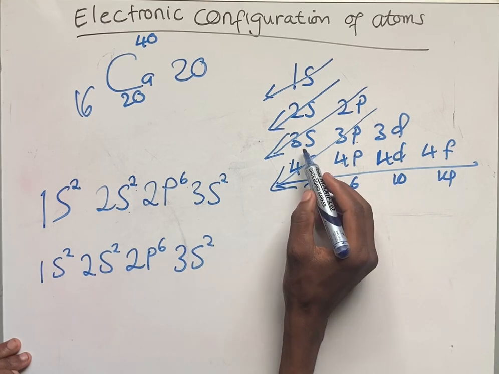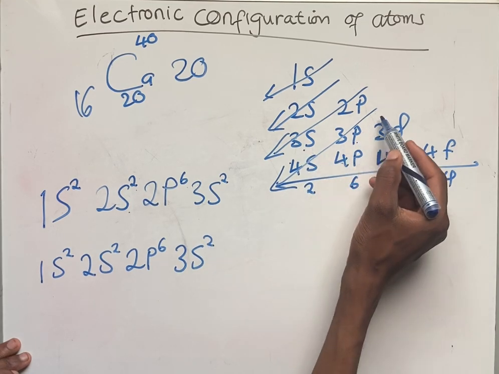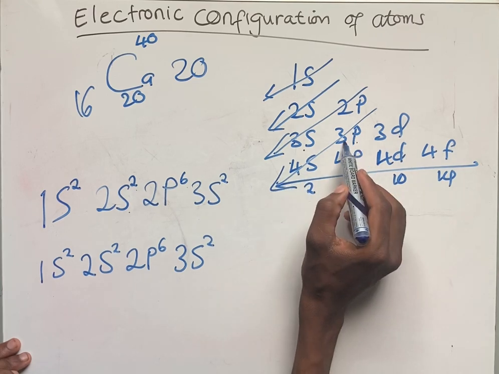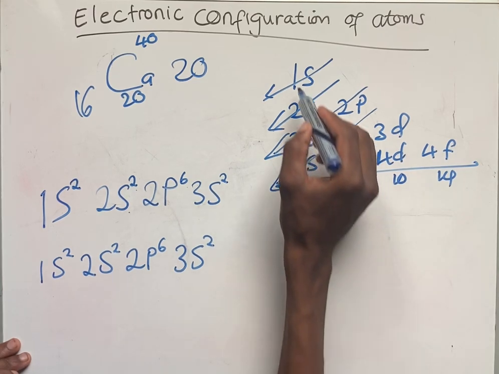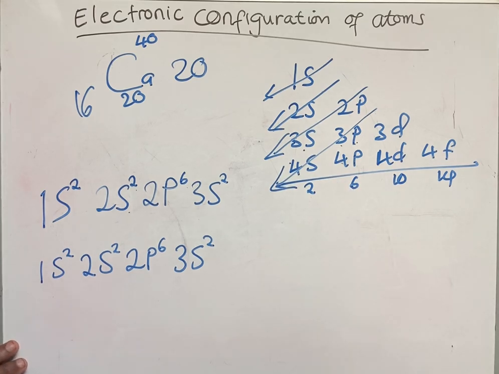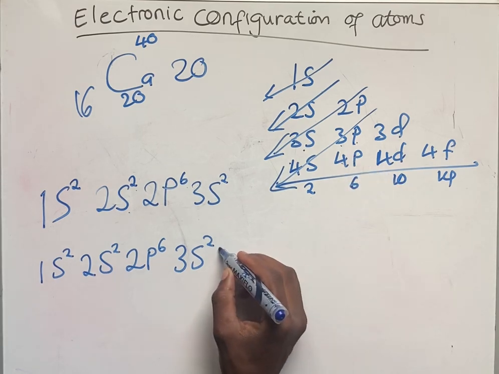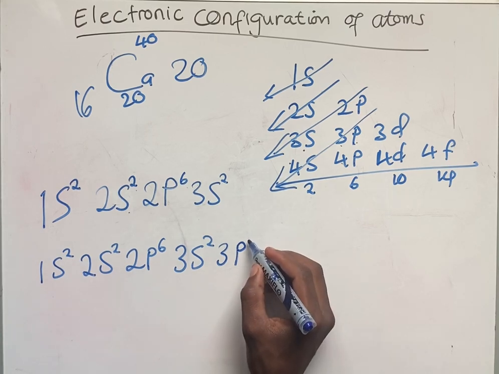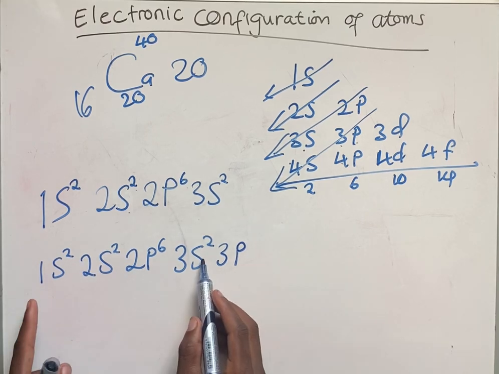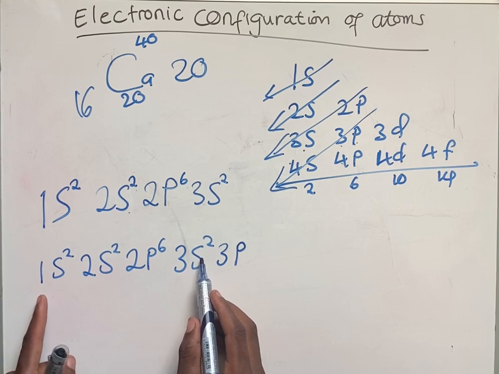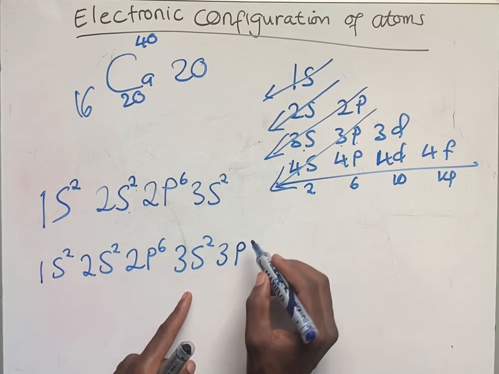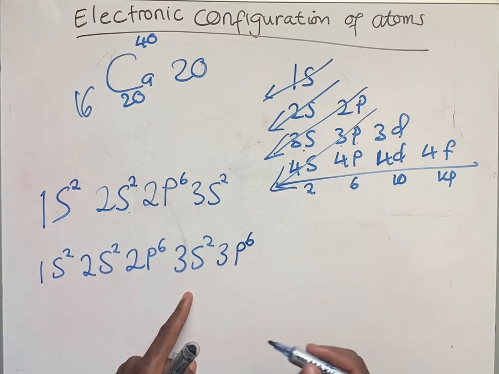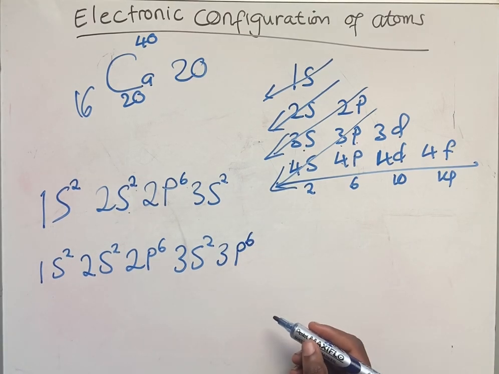We are done writing the 3s orbital. Now we are going to the other part, starting with the 3p. Remember, these arrows are showing you the order of writing these suborbitals. So 3p comes first. P can accommodate 6 electrons, and up to here we have 12, remaining with 8. So we put the 6 there to make it 18.